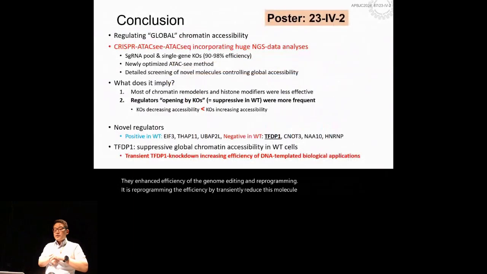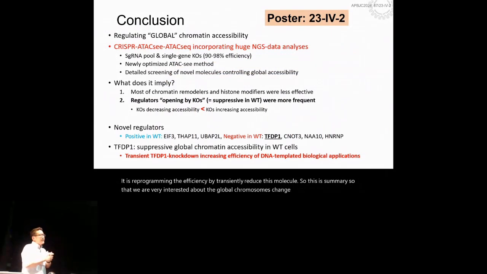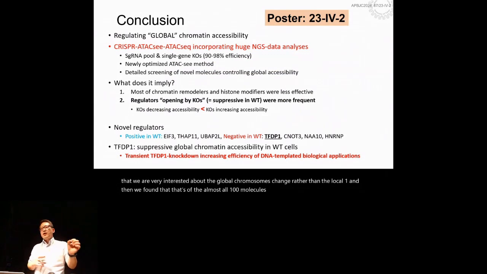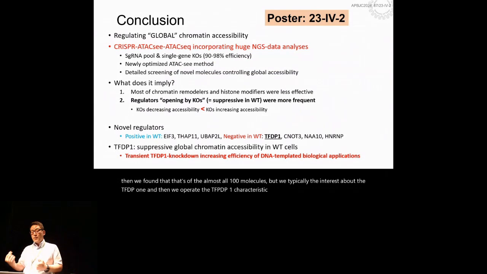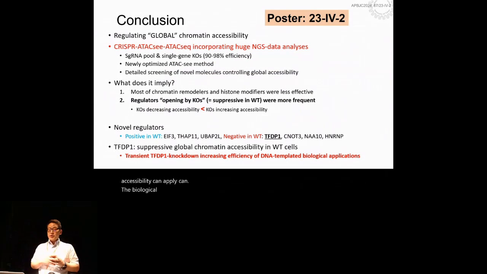So this is the summary. We are very interested in the global chromatin accessibility change rather than the local one. We found almost 100 molecules, and we were particularly interested in TFDP1, and then applied the TFDP1 characteristic to biological applications. This is a typical example of how understanding global chromatin accessibility can enhance biological experiments and applications.